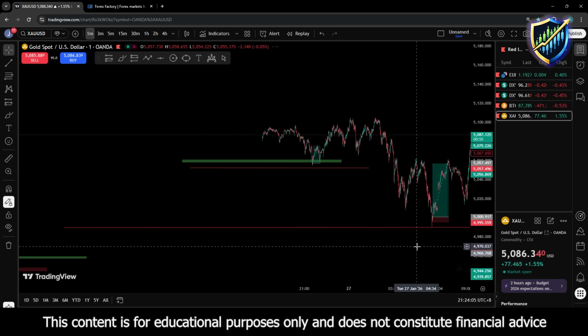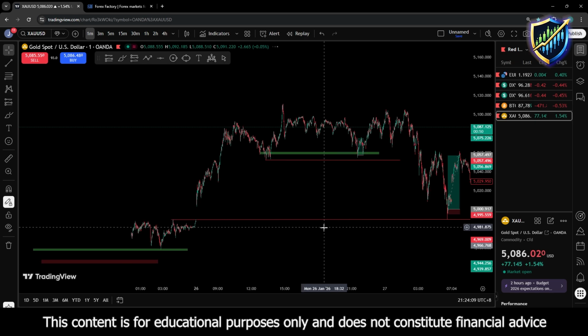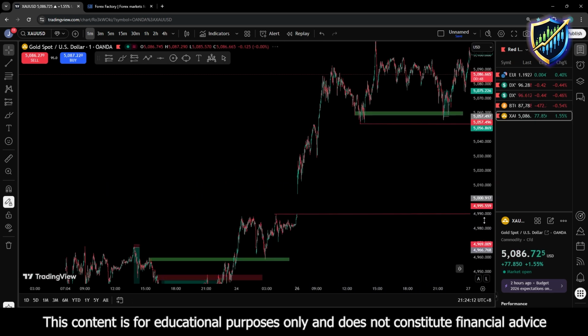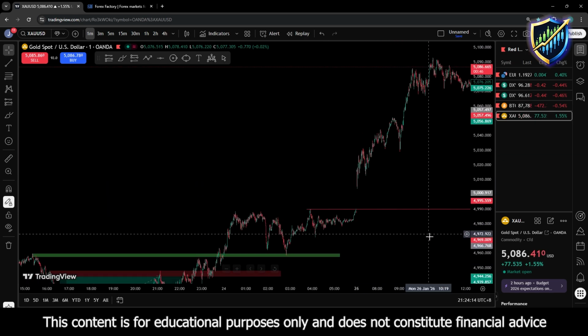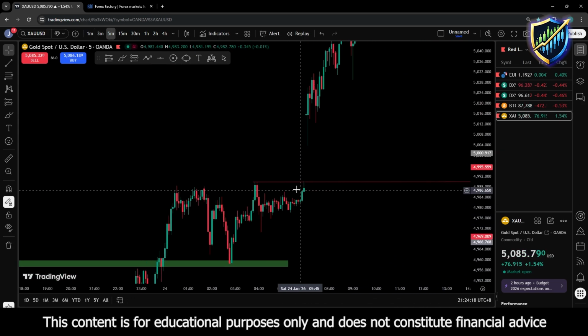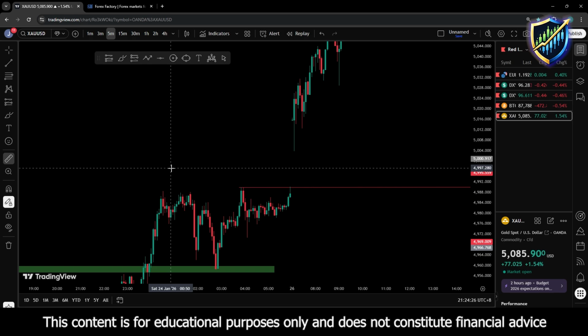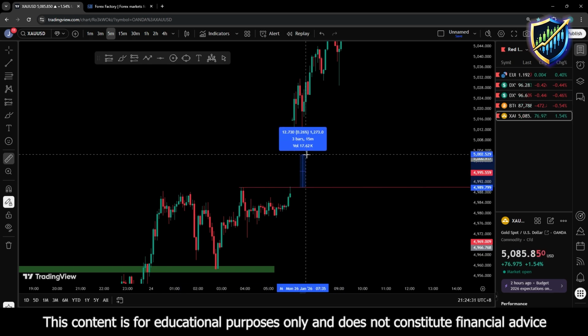I did my analysis on Sunday before the market opens. What I told you guys in my analysis was that the market might gap up open after I saw this kind of rejection on the 5 minute. And whenever gold does this kind of rejection, it always breaks the high on Monday, and that's what actually happened. Whatever I said on Sunday, exactly the same thing happened.